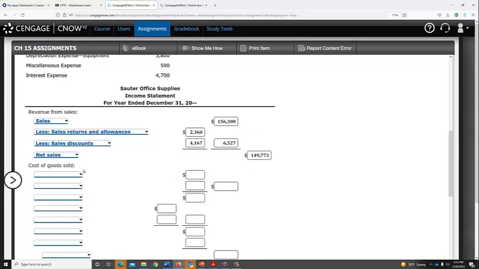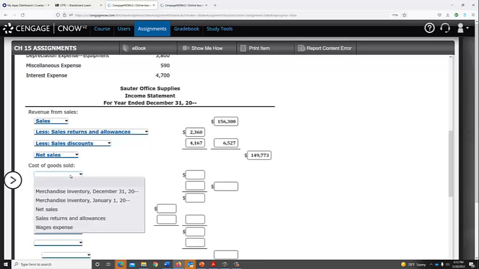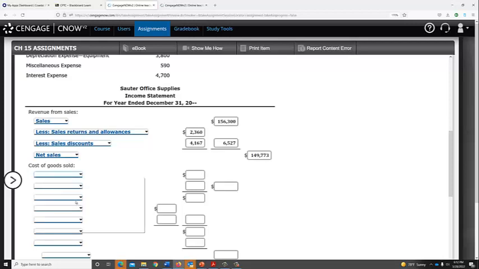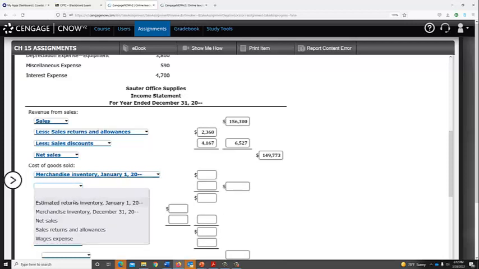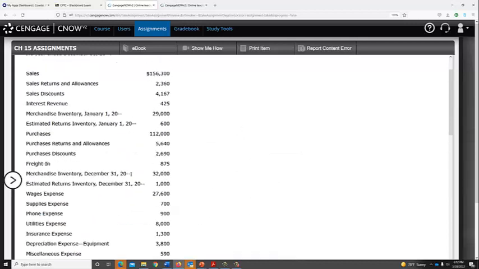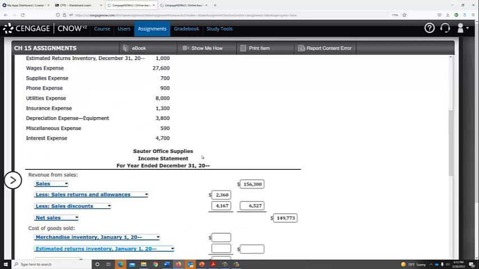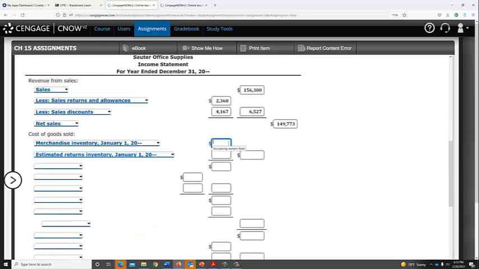Now we'll start with cost of goods sold. So cost of goods sold always starts out with beginning inventory figures. So we're going to start with our beginning regular inventory and then our beginning estimated returns. So that is $29,600. So total beginning inventory is $29,600.